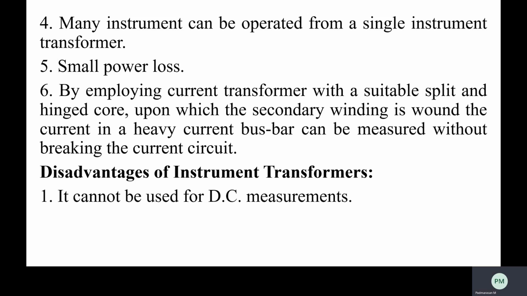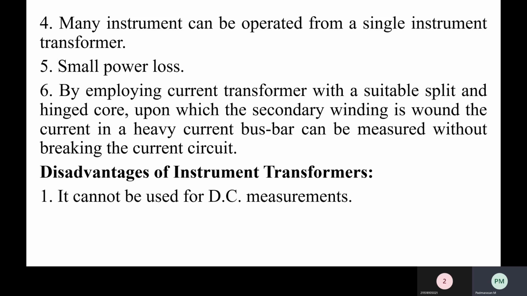And the sixth one is by employing a current transformer with a suitable split and hinged core upon which the secondary winding is wound, the current in a heavy current bus bar can be measured without breaking the current circuit. That is one advantage.